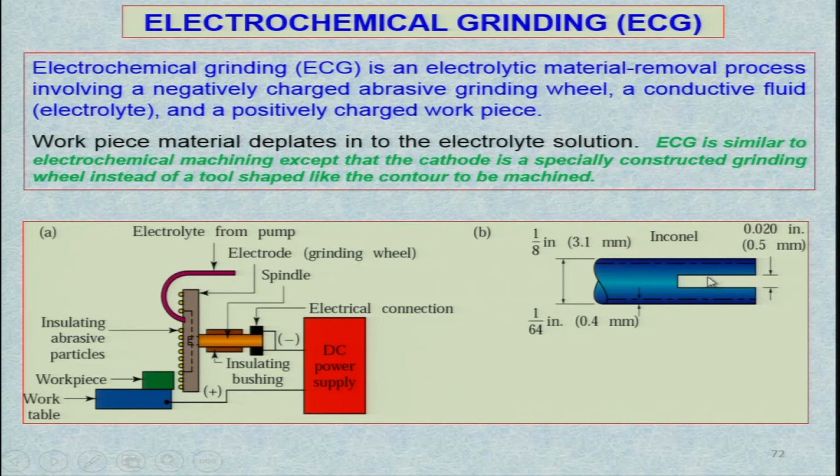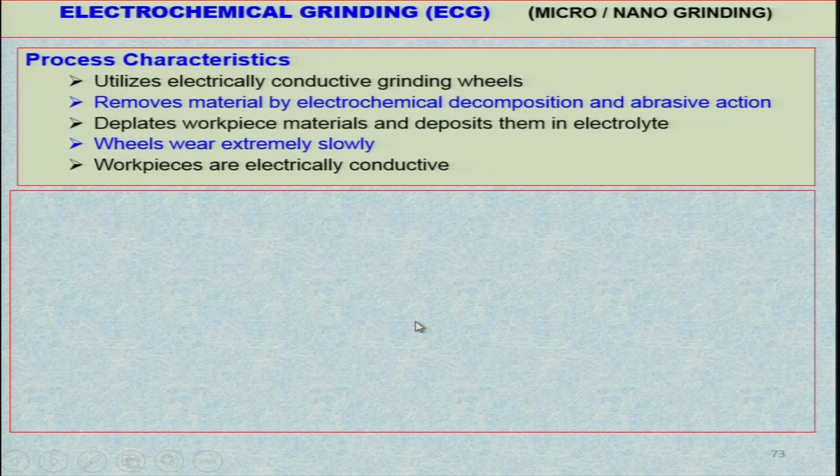Now, this is a certain feature or cavity that has been machined with the help of the electrochemical grinding process on Inconel. Electrochemical grinding, let us see, micro nano grinding processes. Process characteristics: it utilizes electrically conductive grinding wheels as we have seen in the earlier figure. It removes material by electrochemical decomposition and abrasive action by the abrasive particles which are embedded in the grinding wheel.